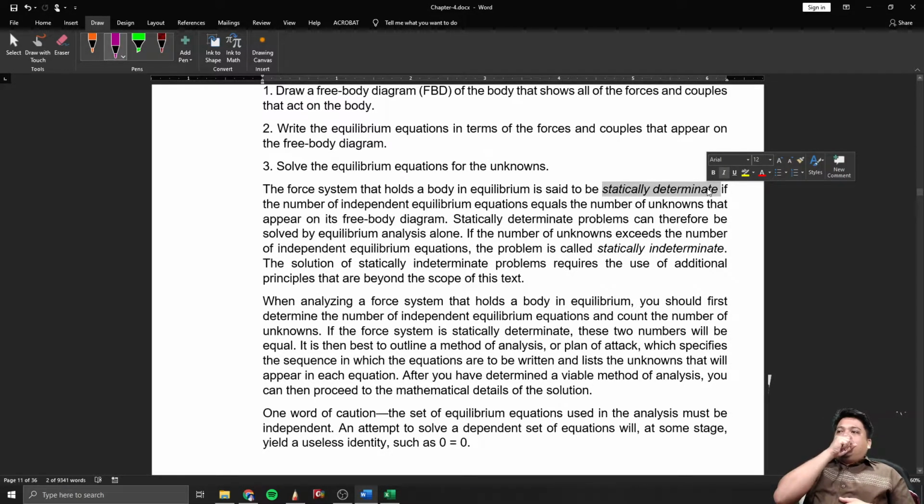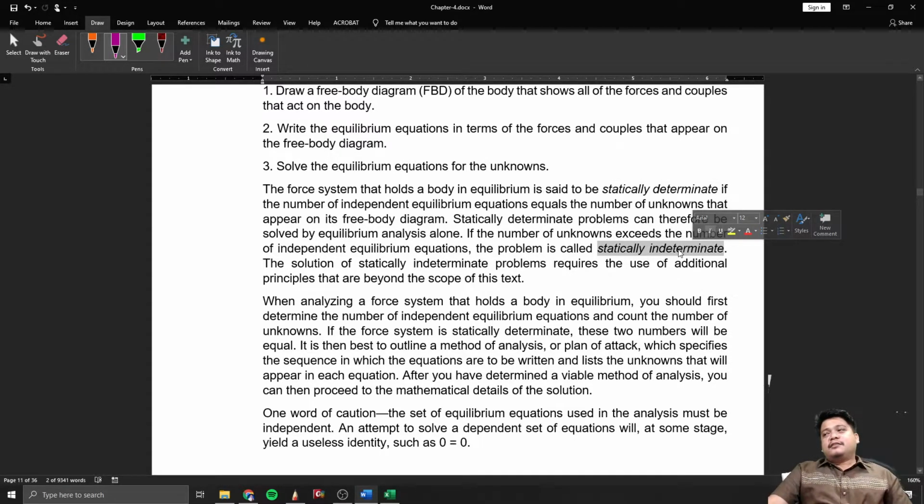Okay? Ibig sabihin, kaya natin siyang isolve gamit lang yung mga summation forces x, y, and then the moment. Kapag hindi na, let's say, kahit anong gawin natin, may mga problems na yun, hindi natin masosolve kasi kulang, okay? Kulang ng equation. Let's say, naging 4 yung unknowns mo, pero 3 lang yung given equations, and then, that is called statically indeterminate. Okay? So, dalawang klase, no? Isang statically determinate at saka statically indeterminate.